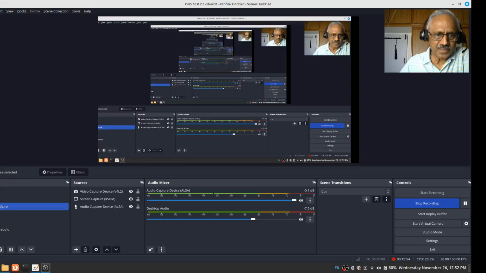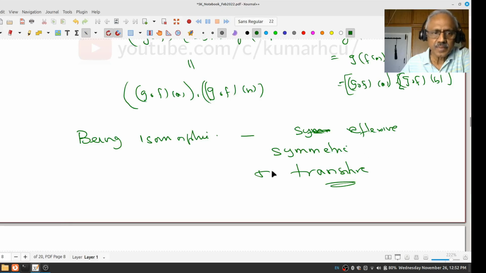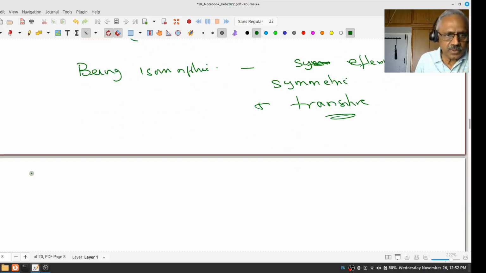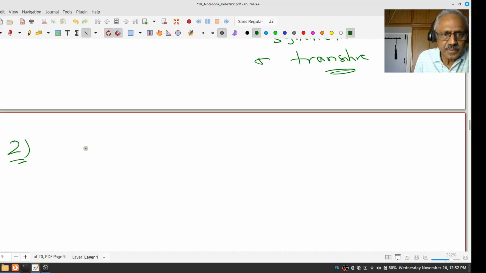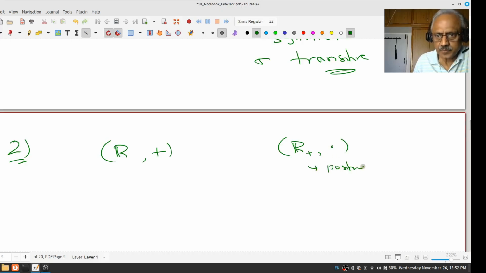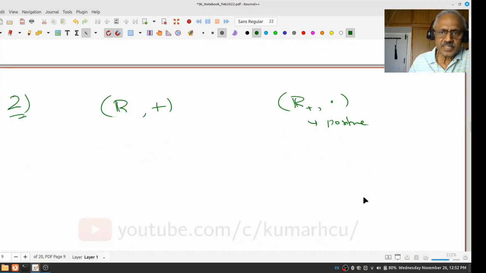Okay, good. Now let's look at some concrete examples. Example 2 is a simple one: let us look at the additive group of reals and the multiplicative group of positive reals. This is positive, not non-zero, positive. They are isomorphic. This we had already seen, right?